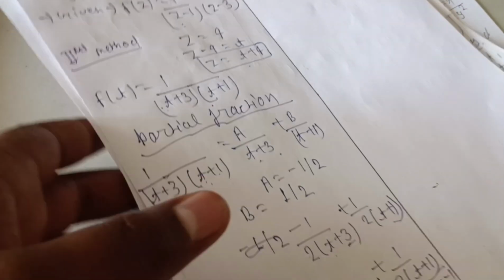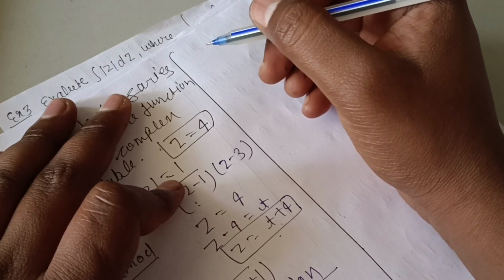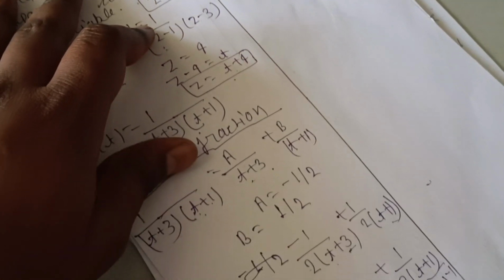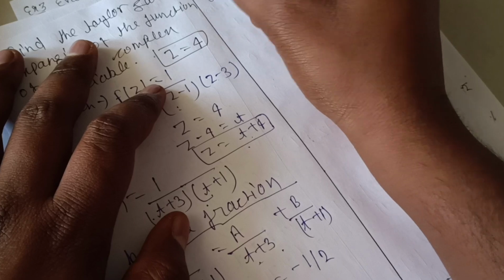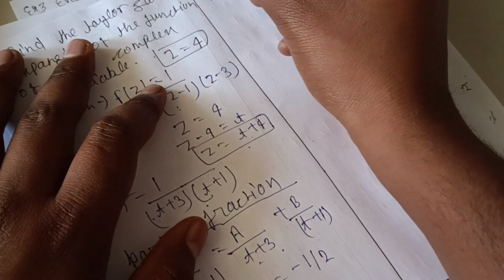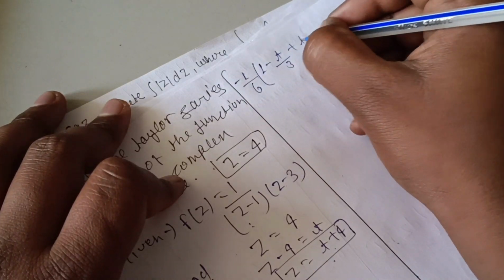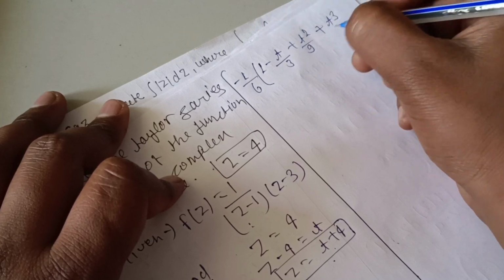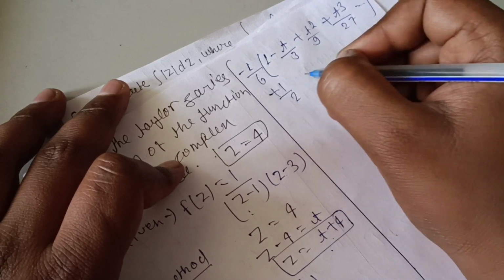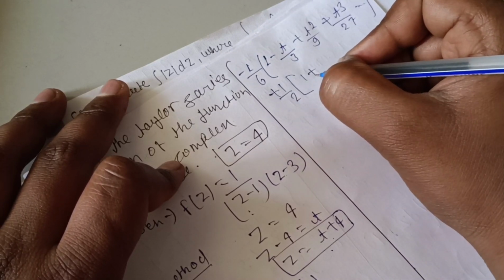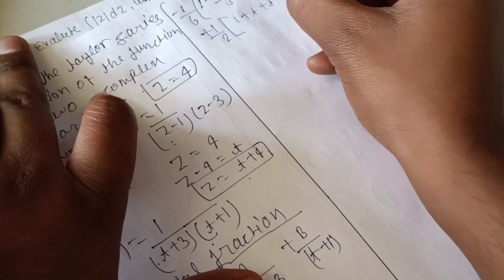Okay, so here I'm just putting according to that. So here it is minus 1 by 6 outside, and it is 1 plus t by 3, which means all alternating signs. So 1 minus t by 3 plus t square by 9 minus t cube by 27, it will go on, plus 1 by 2, 1 plus t, like here it is 1 only, so 1 plus t square plus t cube.